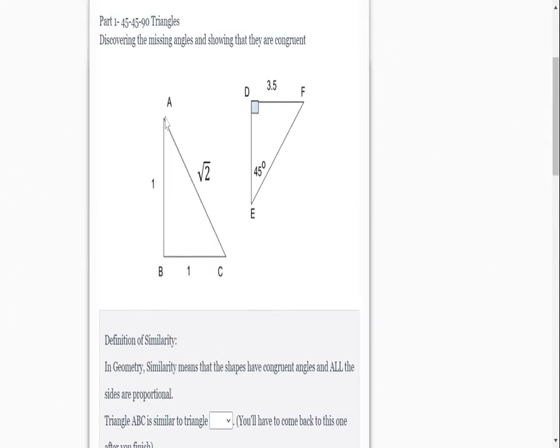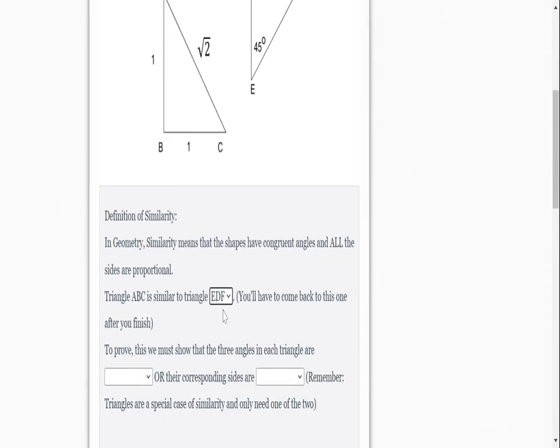So ABC, A we've learned is 45, C is 45, and B is 90. So the only one that really matters to match up is D. So B and D has to go in the middle. So we look through here and see which one of these has a D in the middle. That's the only one. So it has to be EDF.